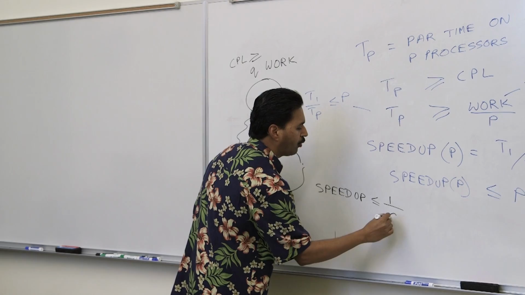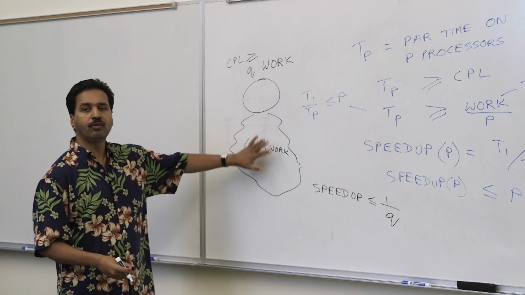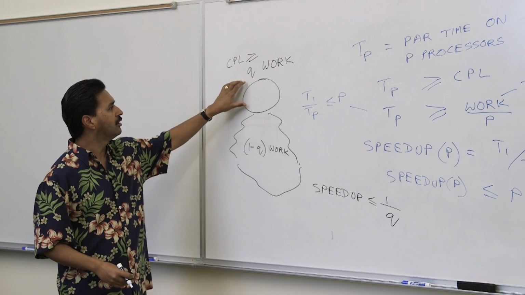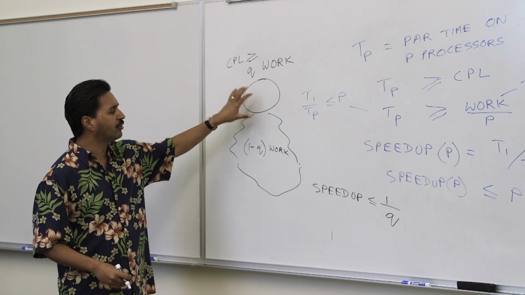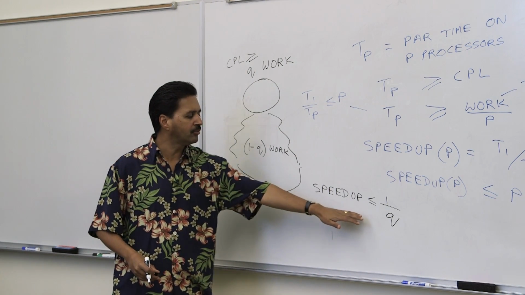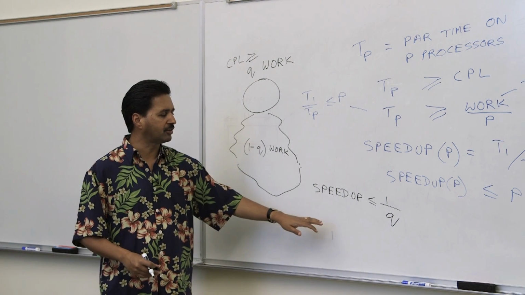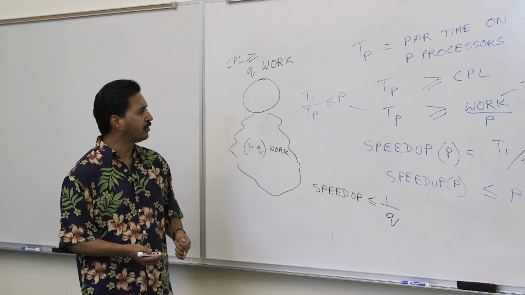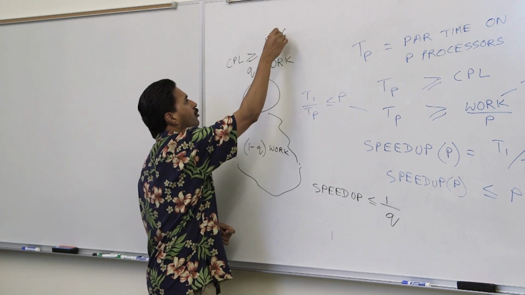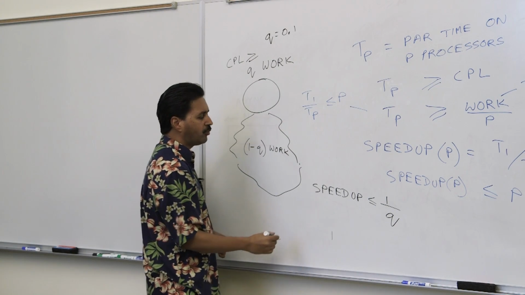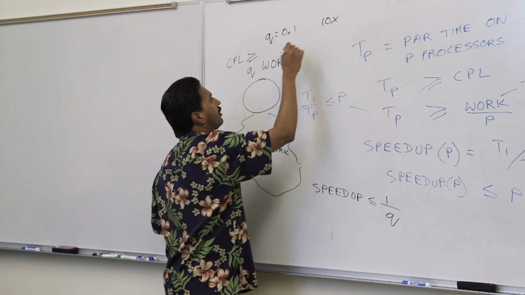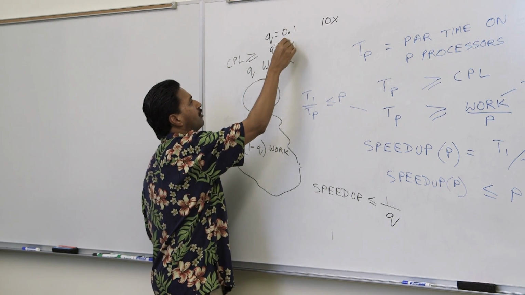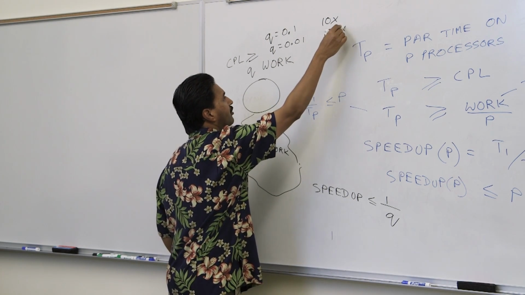The best case speed up in this case must be less than or equal to 1 over q, because even if you were able to run all the other work in close to 0 time, you would at least take q times work time for the execution time for any number of processors, for as many processors as you want. And so the best case speed up is 1 over q. For example, if q was 0.1, then the best case speed up would be 10x. If only 1% of your program was sequential, q was 0.01, the best case speed up is 100x.